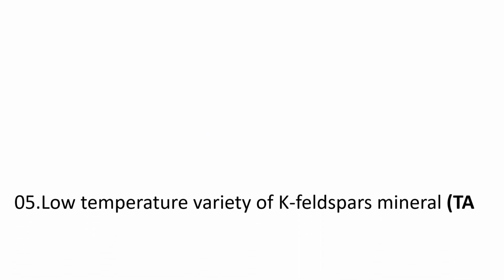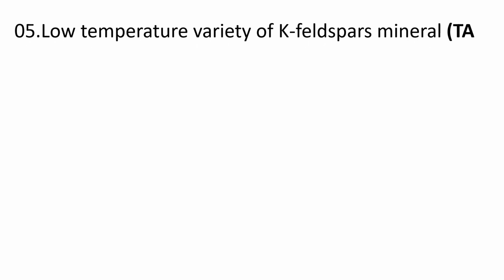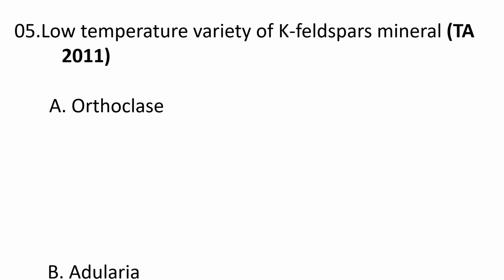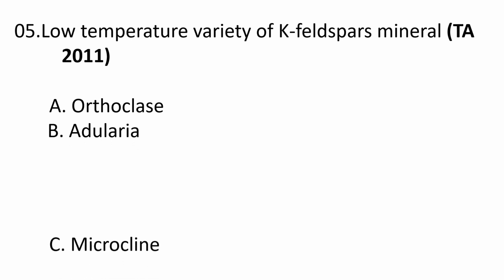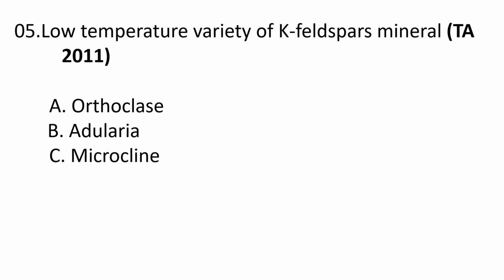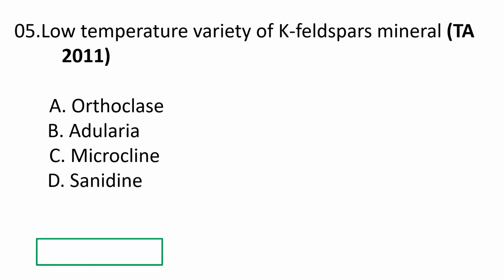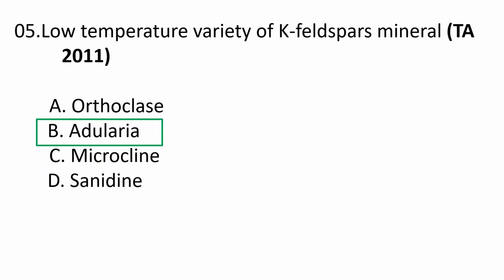Coming to the fifth question: the low temperature variety of potash feldspar mineral is. This question was asked in the technical assistant exam. The choices are A. Orthoclase, B. Adularia, C. Microcline, D. Sanidine. The correct answer is B. Adularia. It is a low temperature variety of potash feldspar.